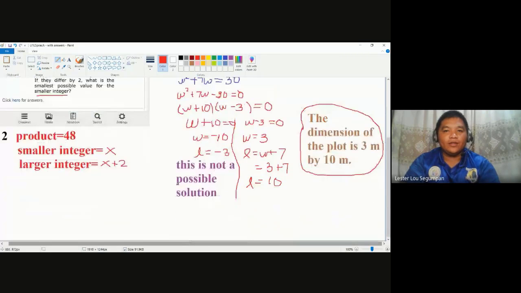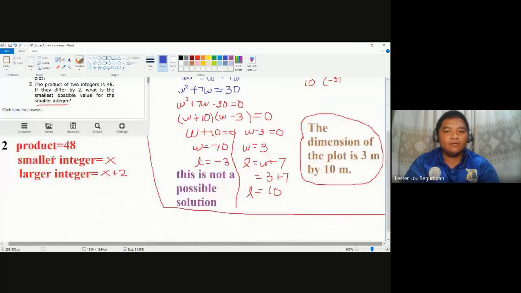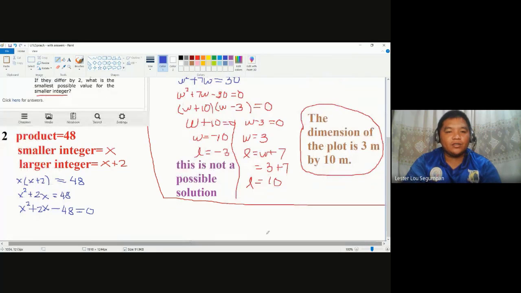Now, we are going to solve it. The product is 48. The product of the smaller integer and the larger integer, the two integers. So you could say here x times x plus 2 is equal to 48 as their product. And then you have x squared plus 2x is equal to 48. In standard form of a quadratic equation, x squared plus 2x minus 48 equals 0. This is our quadratic equation in its standard form.